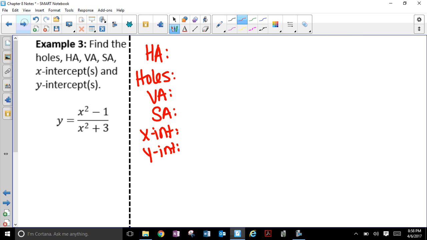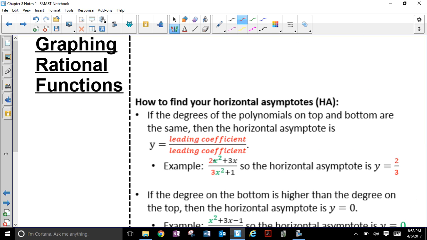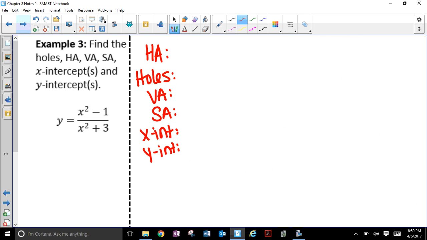All right, so go ahead and pause it and try example 3, and then unpause it and see how you did. All right, so let's see how you did. Horizontal asymptote: the degrees are the same, x squared and x squared, so that's the scenario where you take the leading coefficient over the other leading coefficient. So on this one, we have 1x squared and 1x squared, so 1 divided by 1 is y equals 1, which is your horizontal asymptote.